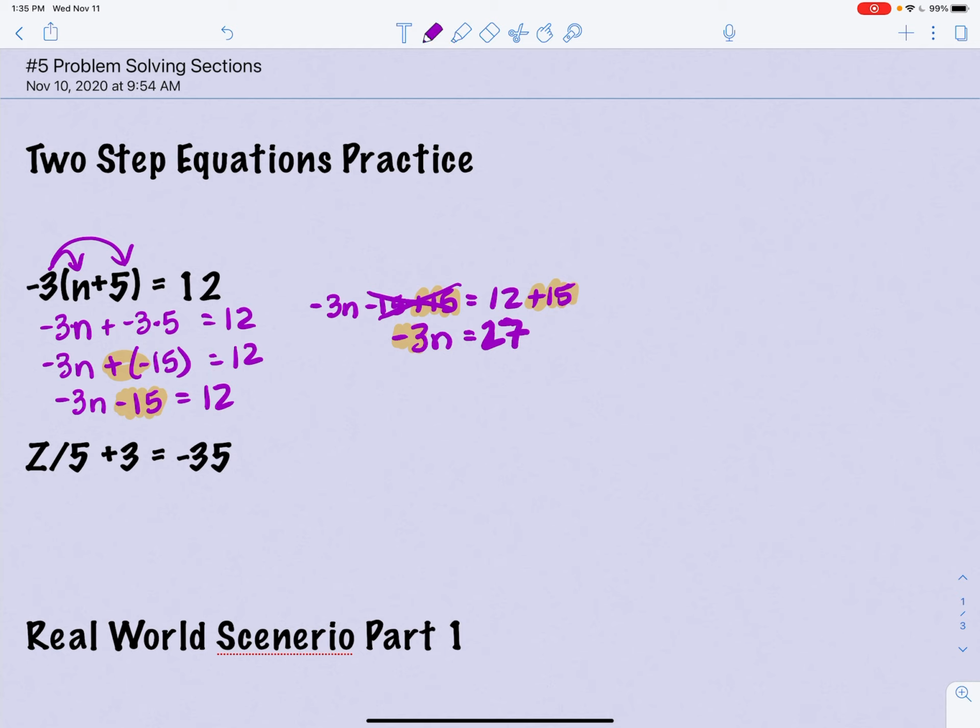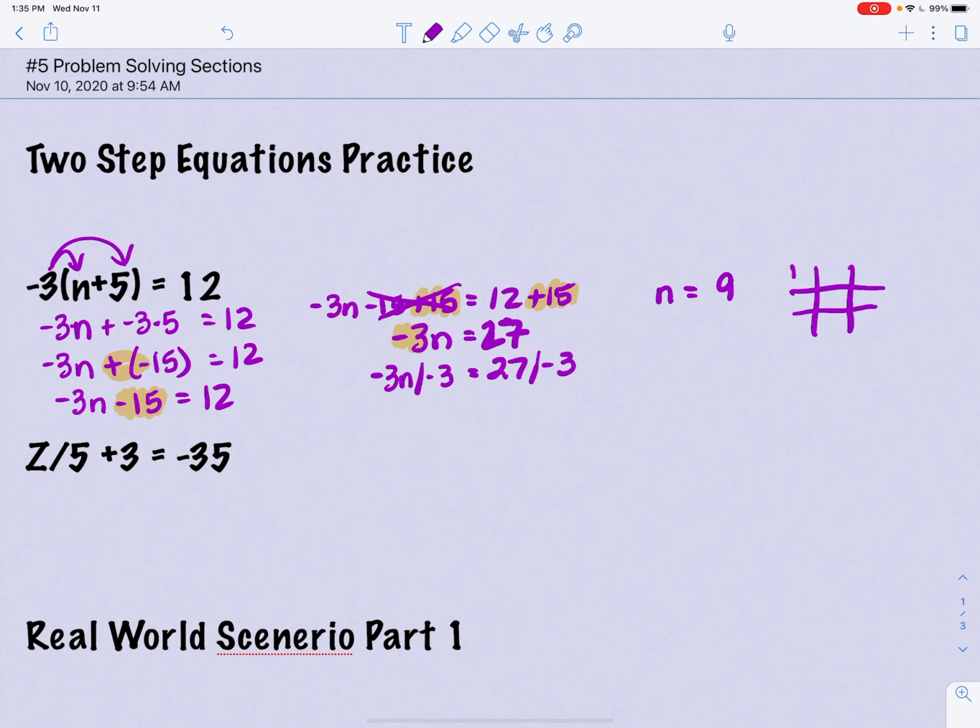Okay. Now we need to eliminate the -3 times n. In order to do that, we're going to divide both sides by -3. So -3n divided by -3 equals 27 divided by -3. That eliminates, we're left with n equals, -3 divided by -3 is 1. That was the whole point of that. And then we're going to do 27 divided by 3, which is 9, but I need to do my tic-tac-toe to verify whether it's positive or negative. So in this case, we have a positive, a negative, so my answer has to be negative. So for that problem, this is your answer.